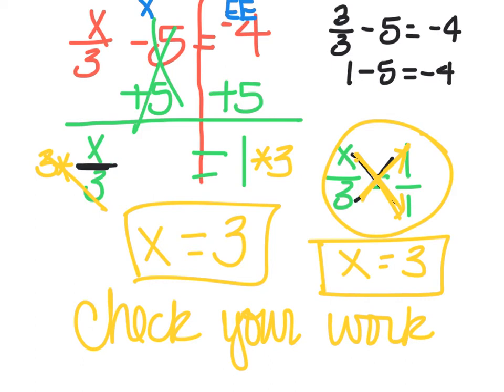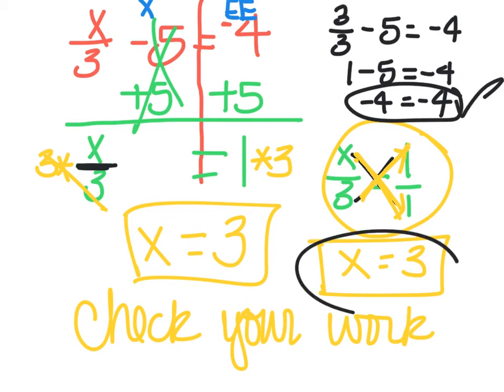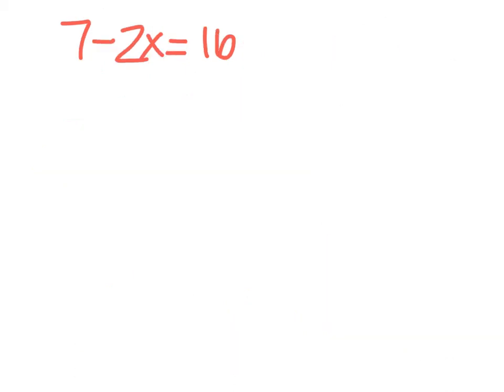1 minus 5 means I have $1, but I owe somebody 5. So I'm going to pay them what I can. I'm still going to owe 4. So lo and behold, both sides are negative 4. That means that that positive 3 was our correct answer.